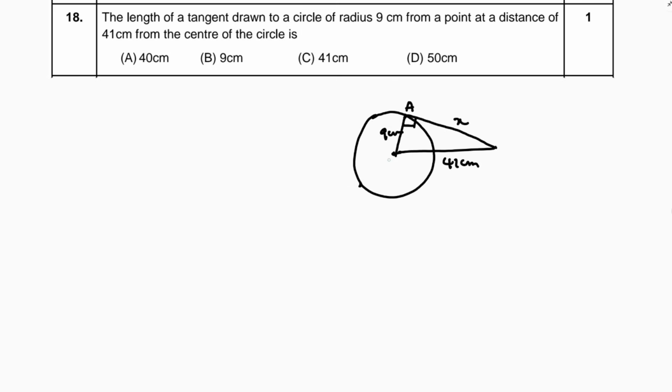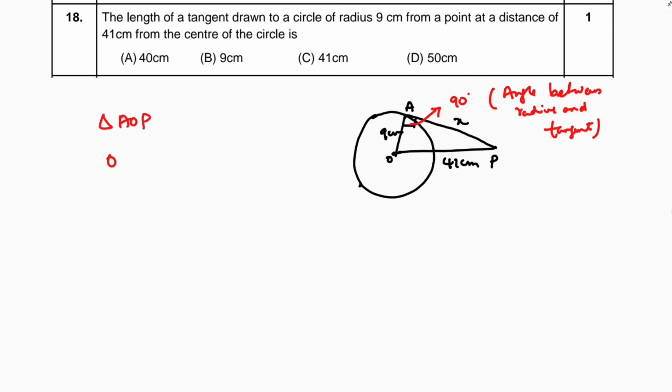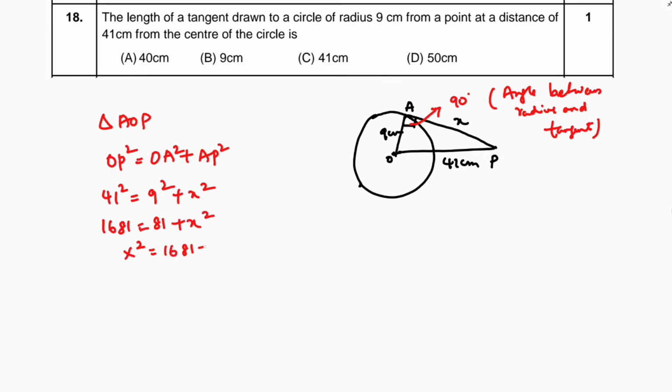So see here, angle at A is 90, because the angle between radius and tangent is 90. So if we apply Pythagoras theorem in triangle AOP, hypotenuse is OP, hypotenuse square equals sum of the squares of the other two sides. So OP is 41, OA is 9, plus x square. So 41 square is 1681 equals 81 plus x square. So x square equals 1681 minus 81. So x square equals 1600, x equals root 1600, x equals 40 centimeters. So correct option here is A.